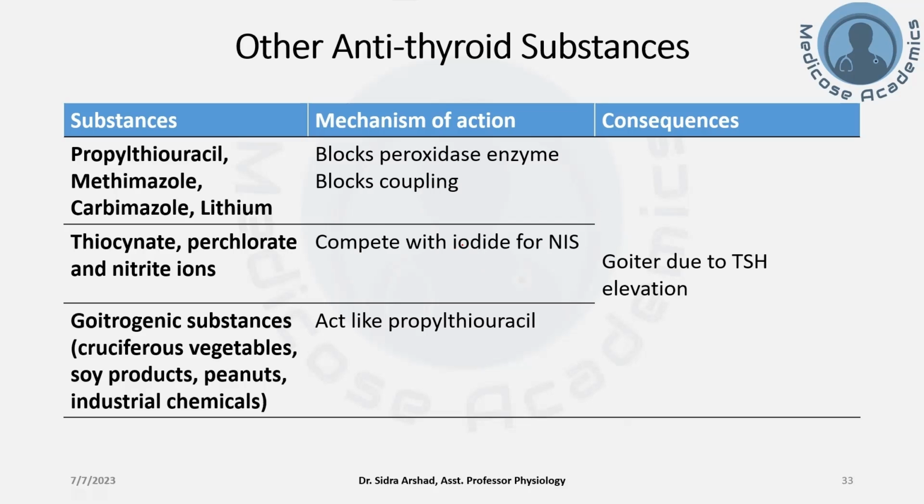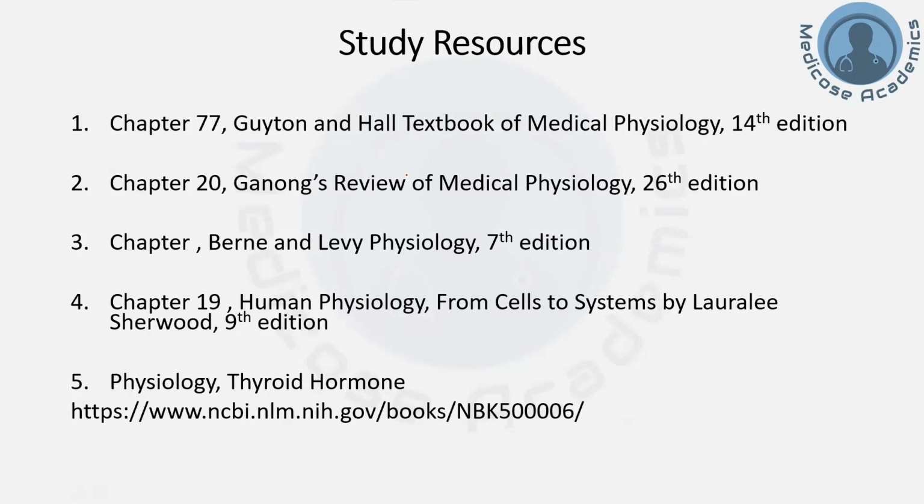With decreased T3 and T4, once again the release of TSH is going to be stimulated, and goiter can occur. There are certain goitrogenic substances in the environment which are found in cruciferous vegetables, for example cabbages and broccoli, soy products, peanuts, and certain industrial chemicals. They also act like propylthiouracil, and they can cause goiter as well. So these are some other antithyroid substances which you can remember.